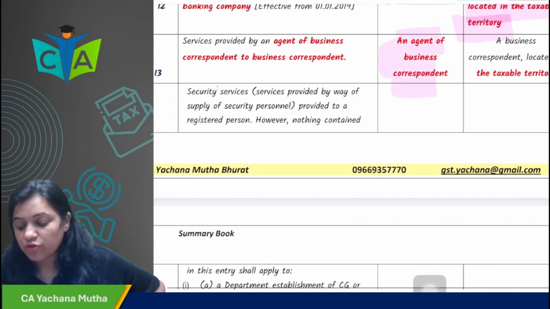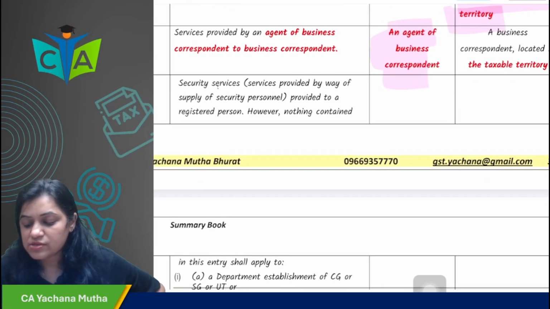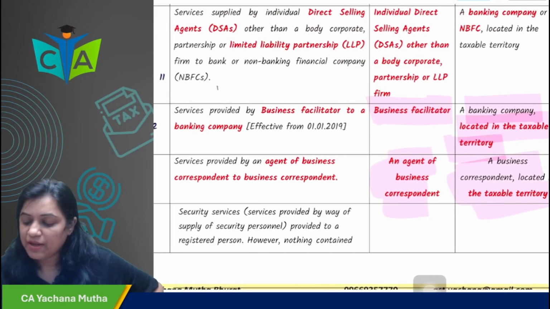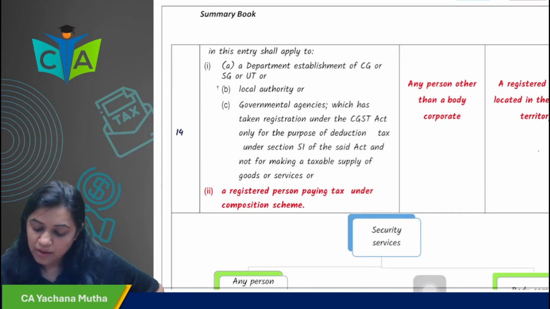Now you are an agent of a business correspondent, providing services to a business correspondent. So the business correspondent will be paying the tax.